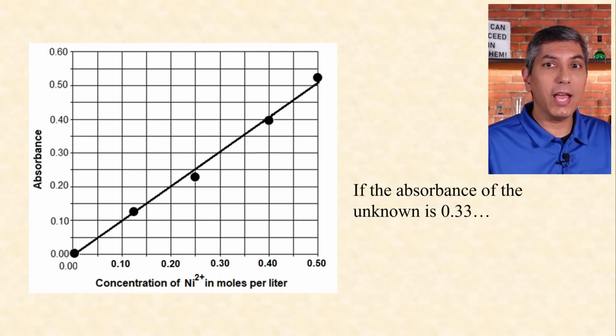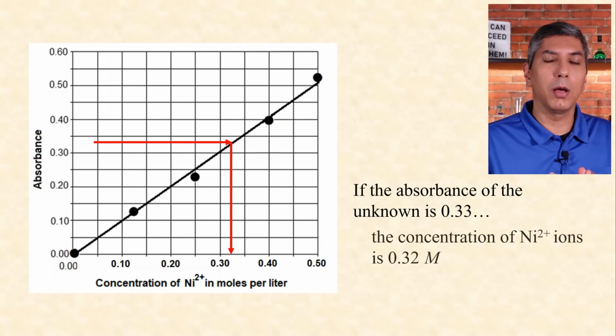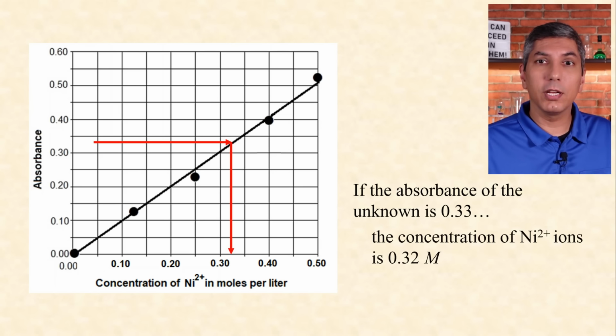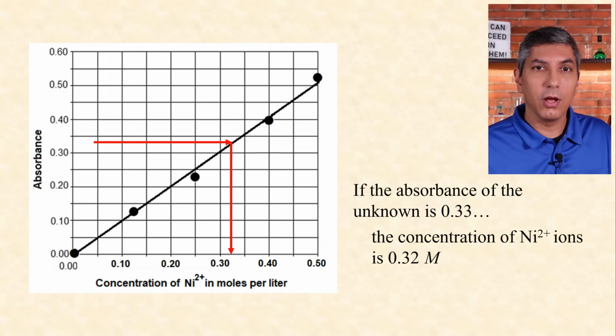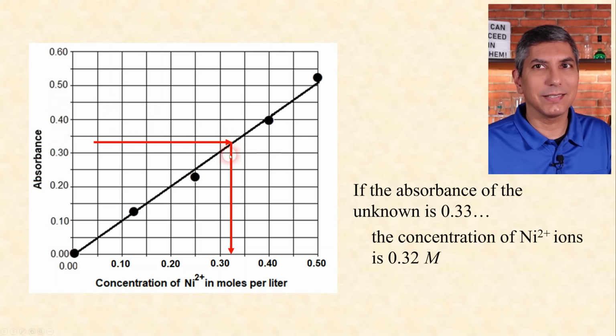So if this is our best fit line, and the absorbance of an unknown is 0.33, well, we can match that point up to the x-axis and see that the concentration of nickel ions in the unknown solution is 0.32 molar. It's relatively straightforward, but you do need to know how to read the graph. We basically just have to match up the absorbance on the y-axis to the concentration on the x-axis.